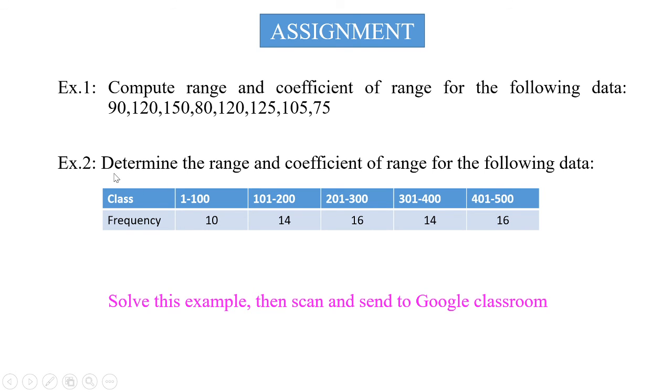Another, exercise number 2, is for frequency distribution, and in this problem we have to find range and coefficient of range. Here we have to find the smallest observation and the largest observation from these classes. So students, solve these examples, scan and upload them to Google Classroom.